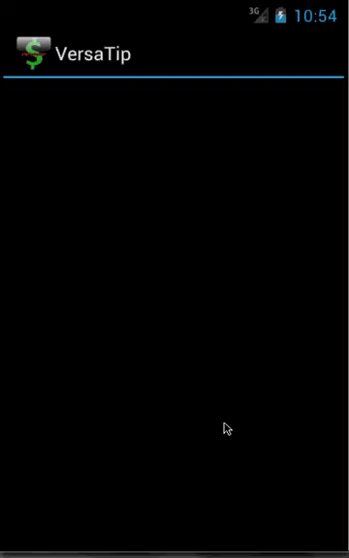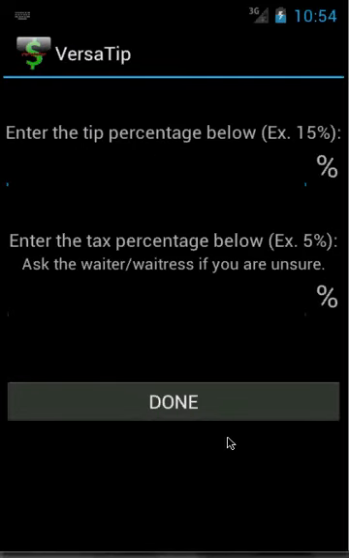Remember, VersaTip might look different on your phone because all Android phones are different. Here's the first screen. First, we have to enter the tip percentage. Let's say the waiter was decent, and we'll give him a 15% tip. Next, we have to enter the tax percentage. Where I live, the tax percentage is about 5%, but you can always ask the waiter or waitress if you're unsure.